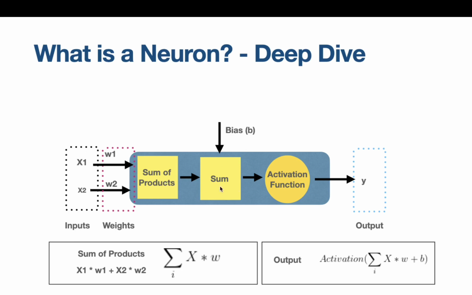Then we add a bias value to it. A bias value is generally 1. And then finally we apply the activation function on the sum. To summarize, the whole equation would look like the activation function applied on the sum of the products and the bias. So this is the basic working of a neuron, and if we understand this, in the next slide we will try to understand how to build higher order networks using this basic building block.